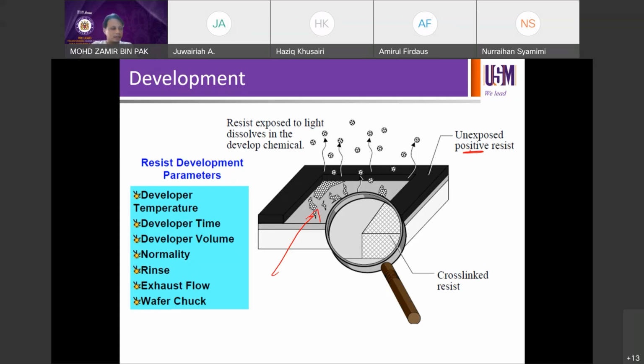So there are a few parameters that are important in this stage. In the developer stage: temperature, time, volume of the alkaline solution, normality, rinse, exhaust flow, wafer chart. Okay, dia punya modul macam kotak yang saya tunjuk hari tu, yang ada pintu tu. But then it runs the developer process.